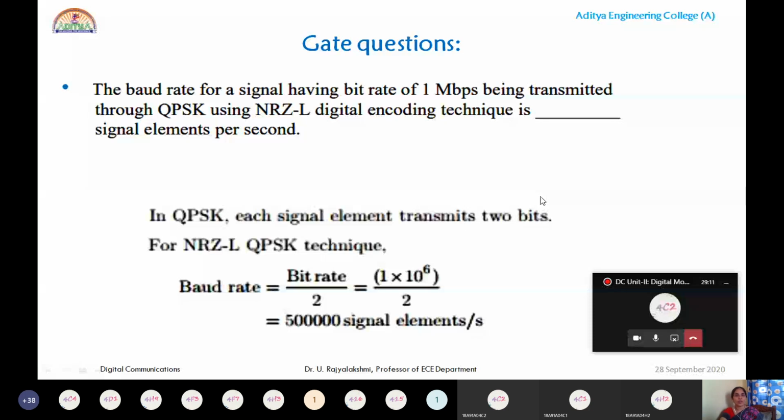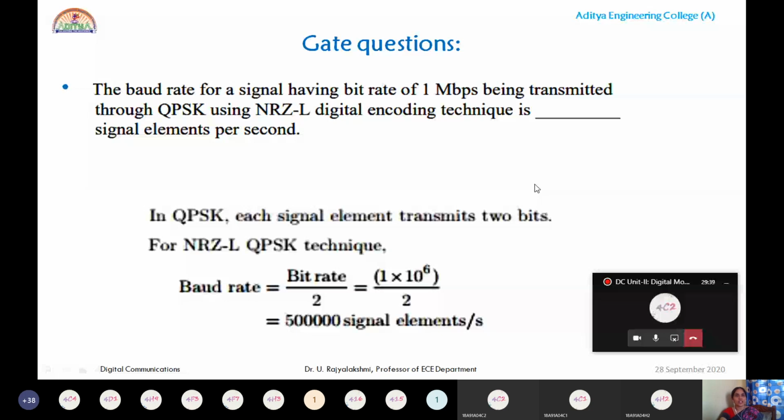Some clue will be given to know the value of n. For QPSK, you should know the n value is 2. For 8-ary PSK, the n value is 3, because 3 bits are grouped there. And in 16-ary, you should know 4 bits are grouped, so n will be 4. Like that you should know; then only you can solve this kind of problems.